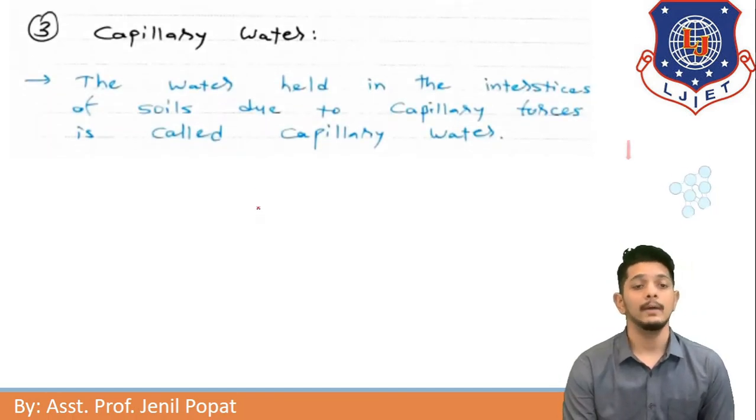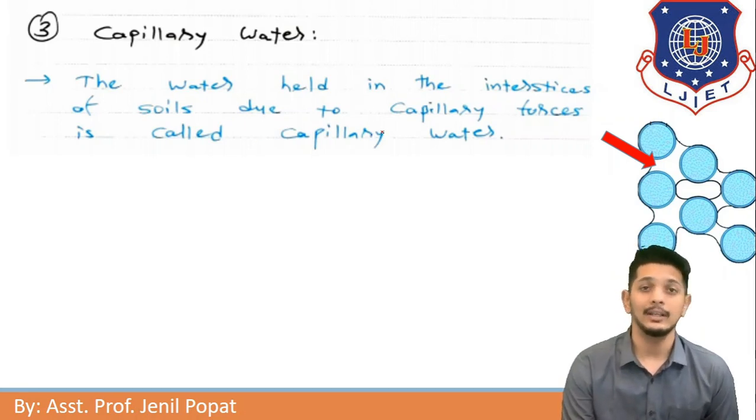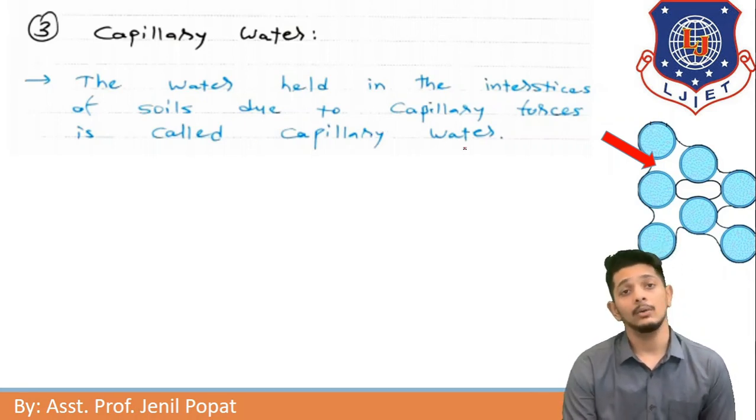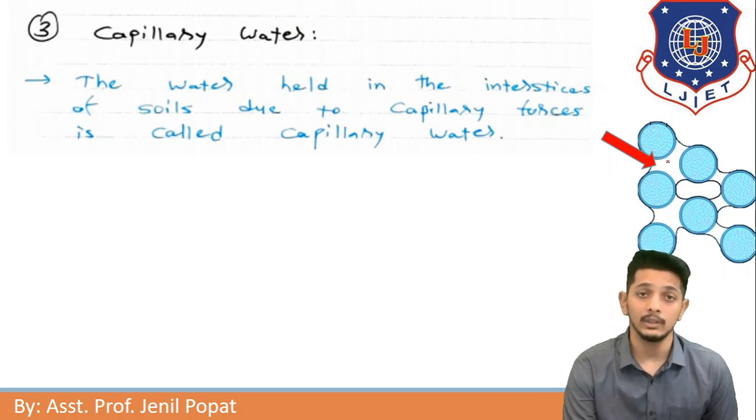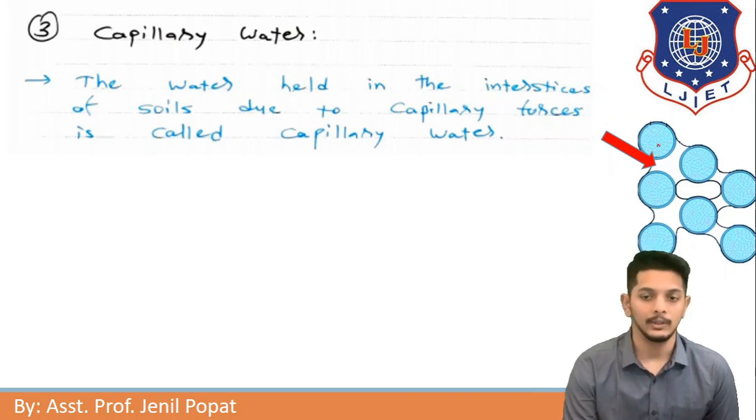Capillary water. The water held in the interstices of soils due to capillary forces is called capillary water. Now, in this figure, you can see these are soil particles, and these are interstices between the soil particles, and in the interstices there lies some water. There is some water held. That water is known as capillary water.